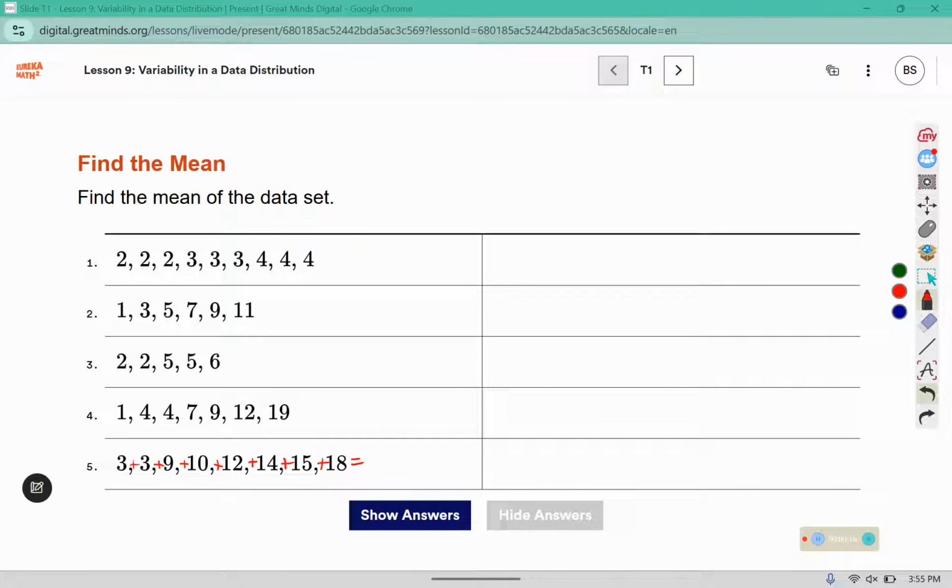So we'll start by adding these values together, and then we'll divide by 1, 2, 3, 4, 5, 6, 7, 8. When we add all these up, we get 84. And 84 divided by 8 comes out to 10.5. So our mean for the data set is 10.5.